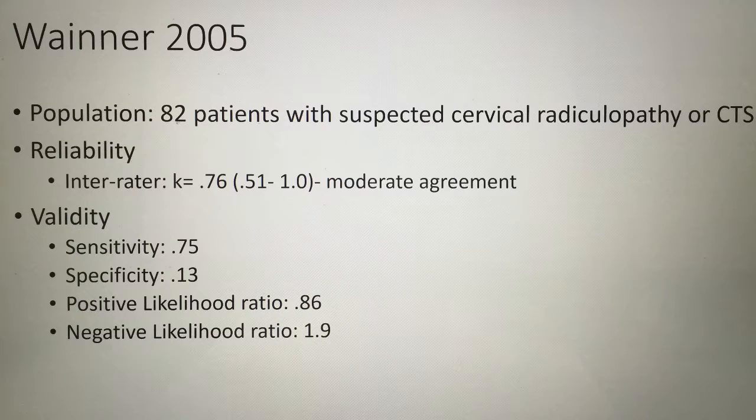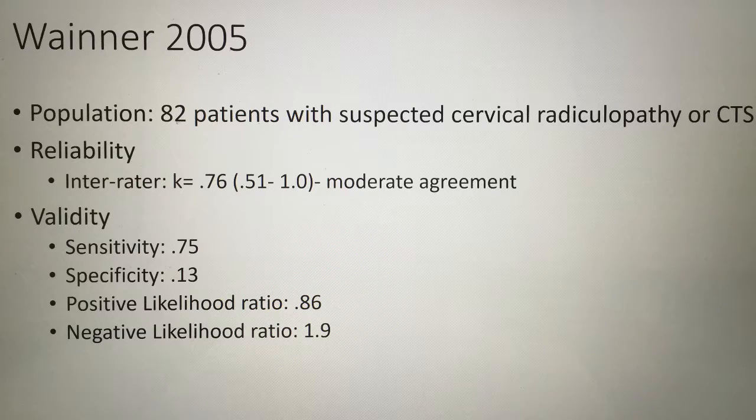In the first article, Weiner 2005, the population studied included 82 patients with suspected cervical radiculopathy or carpal tunnel syndrome. The inter-rater reliability of the test was 0.76, which demonstrates moderate agreement in results between different testers. The sensitivity of the test was 0.75. A high sensitivity means that most subjects who did test positive on the ULTT were truly positive based on the gold standard of diagnosing carpal tunnel syndrome.